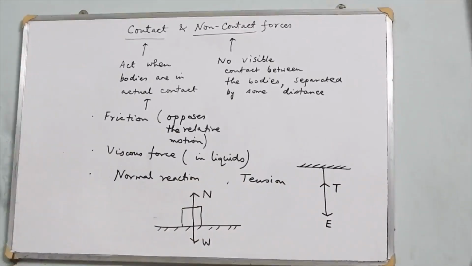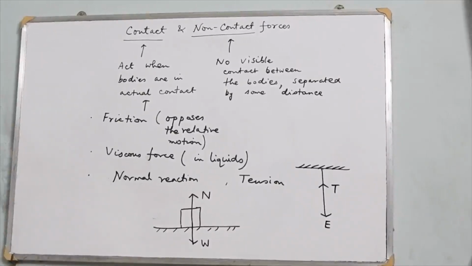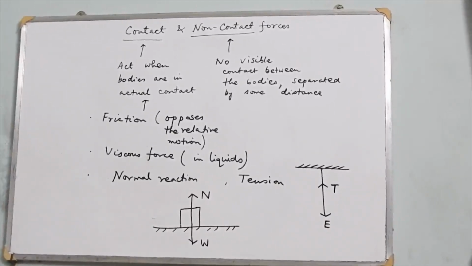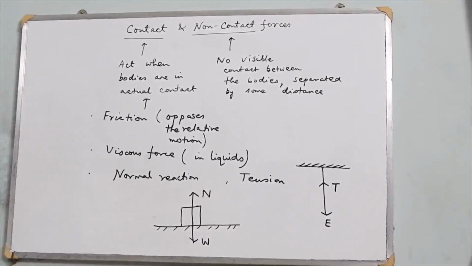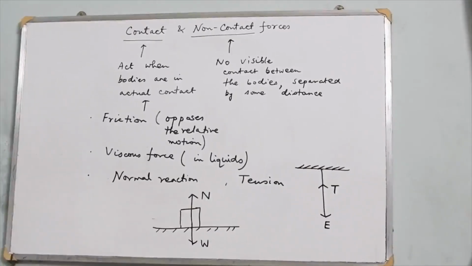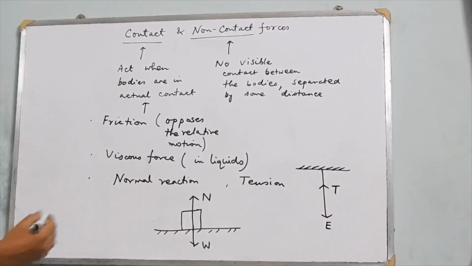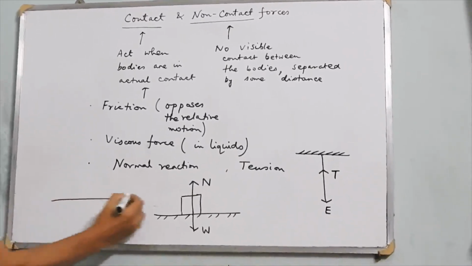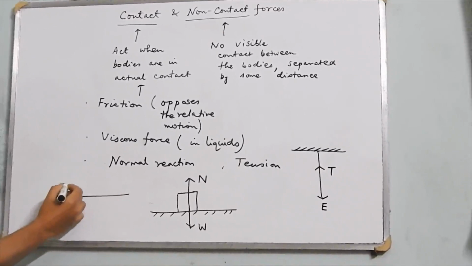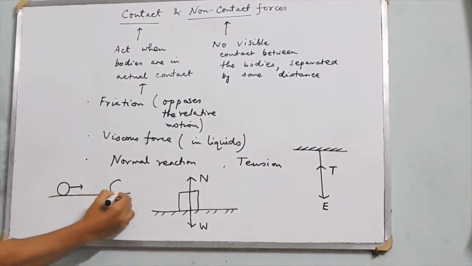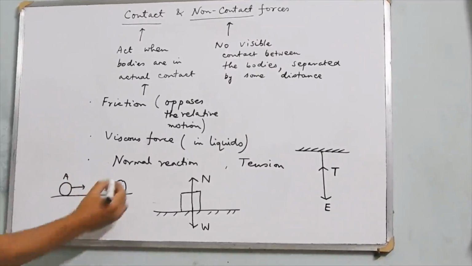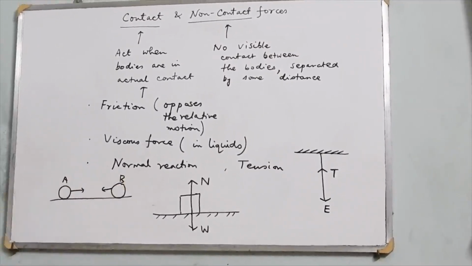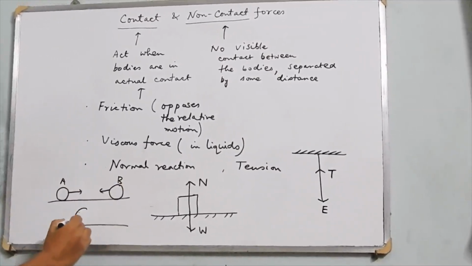So friction, viscous force, normal reaction, tension are all contact forces. Whenever a body collides with another body, that is also a contact force. For example, suppose two bodies are moving along two different directions. Suppose the body A is moving in this direction and the body B is moving in this direction, and they eventually collide.